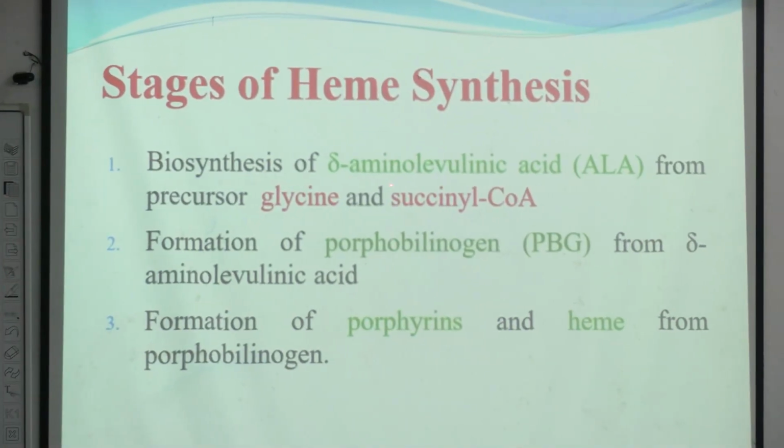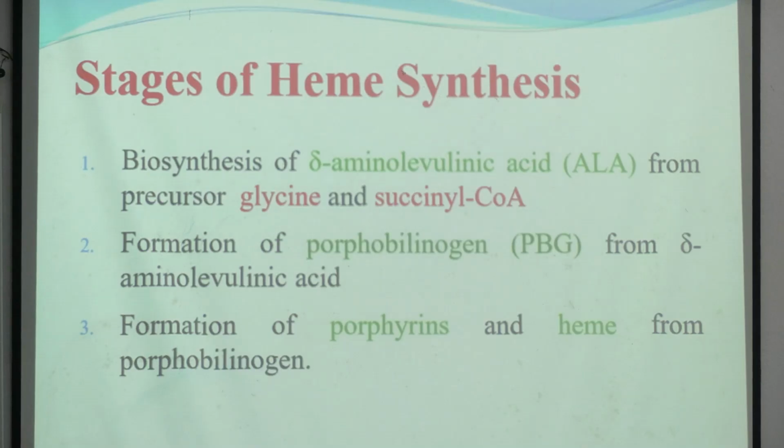It mainly contains 7 steps. To be specific, 7 steps, but you can divide it into 3 specific stages to make it easier to remember. So, for the first stage, what happens? Biosynthesis of delta amino levulinic acid or ALA, formation of ALA from the precursors, that is glycine and succinyl-CoA. So, formation of delta amino levulinic acid is the first stage and also the first step of heme biosynthesis.